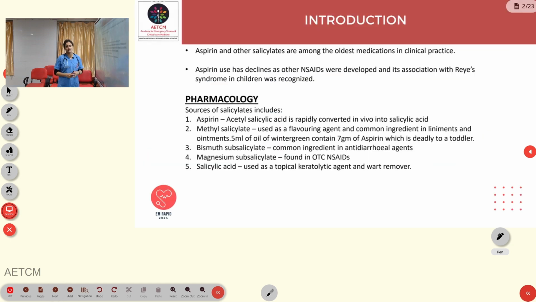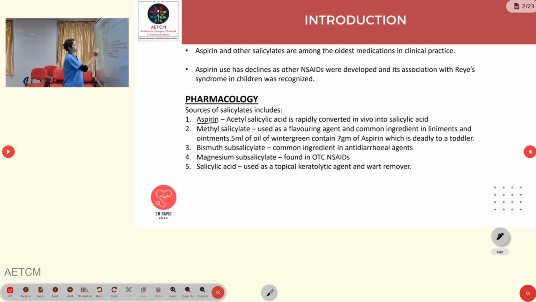Aspirin and other salicylates are among the oldest medications in clinical practice, and their usage has declined as NSAIDs have been developed. So, coming to pharmacology, the sources of salicylates include: first one is aspirin. Aspirin is acetylsalicylic acid, which is rapidly converted in vivo into salicylic acid.